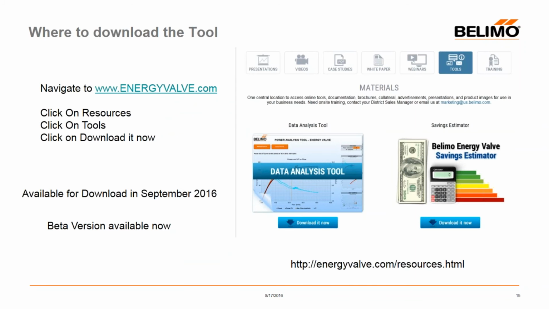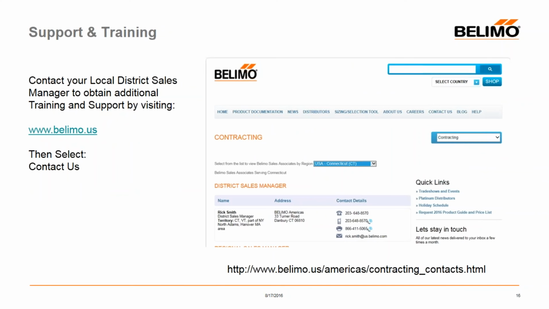Where do I download the tool? Well, the tool will be fully available for download in September of 2016. You'll be able to get it at energyvalve.com and just go to the Resources, Tool, and Download It Now tab. If you would like to use the beta version of this tool, which is out, all you need to do is contact your district sales manager, and you can do that by going to belimo.us and then selecting Contact Us.